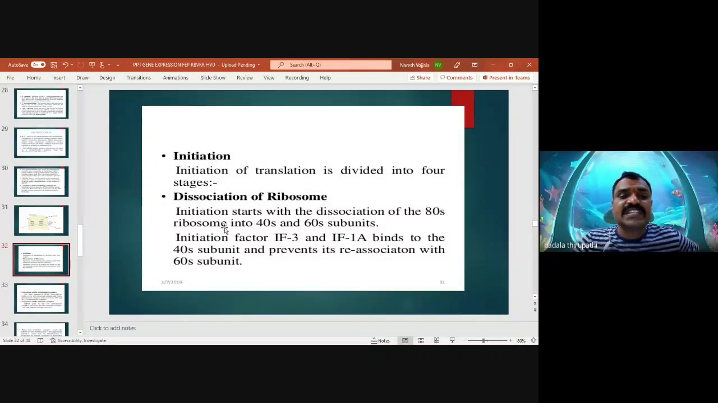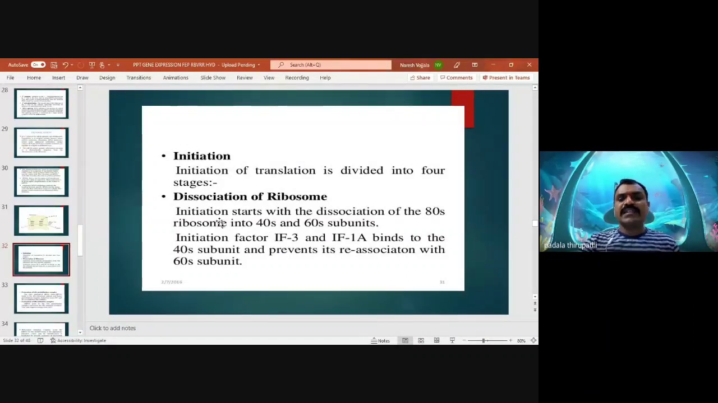The first stage of initiation is dissociation of the ribosome. What is the meaning of dissociation? Actually, the ribosome is associated with a larger and a smaller subunit, joined by magnesium ions between these 2 subunits. A eukaryotic cell possesses the 80S ribosome. S means Svedberg unit. So the 80S ribosome dissociates into the smaller 40S subunit and the larger 60S subunit.